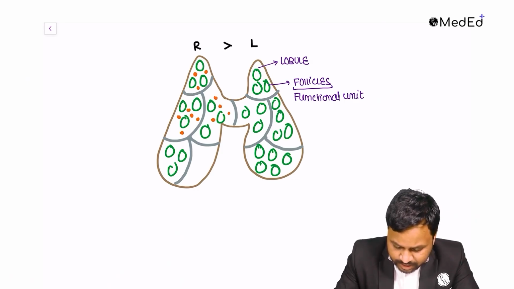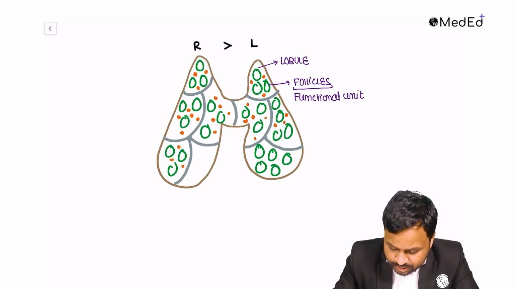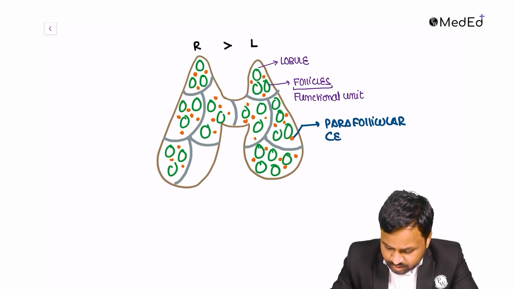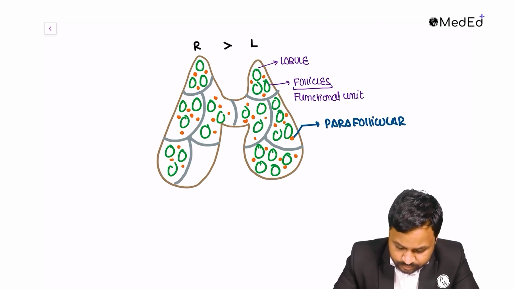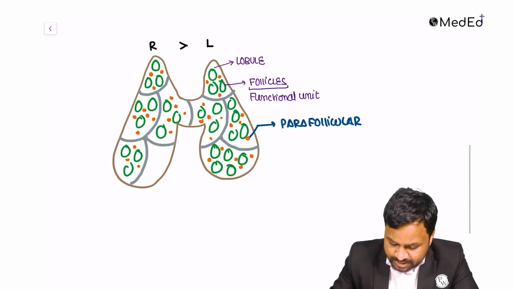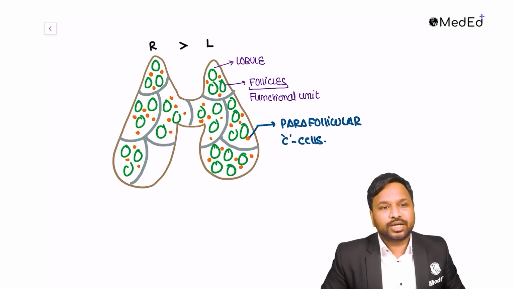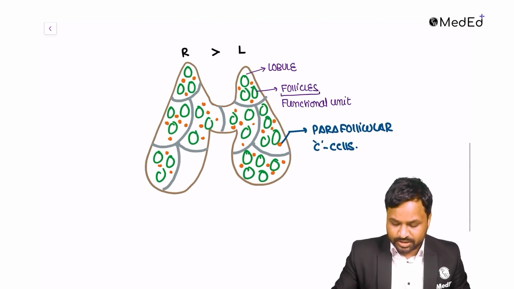Localized cells which are present in between these follicular cells, because they are present around the follicular cells, are also called the parafollicular cells, or also referred to as the C cells. These are your parafollicular C cells. The alphabet C is used to tell you that it is responsible for calcitonin secretion.